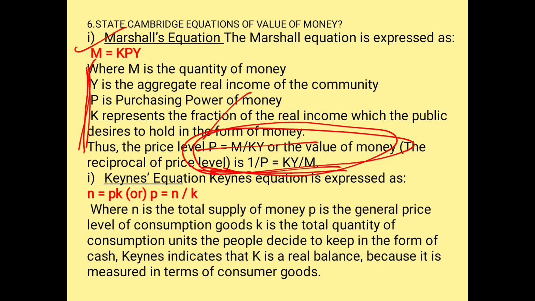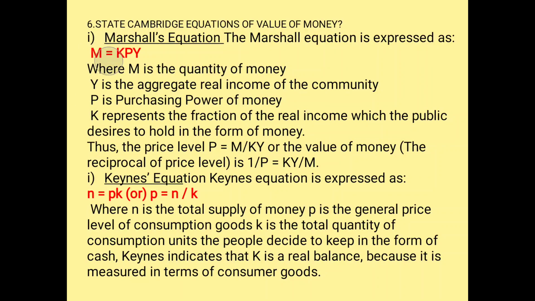Next is the Keynes equation. In the Keynes equation, again you can see an equation. That equation is being expanded over here. What is N representing? What is P representing? What is K representing is being given over here. So what does K represent? It's nothing but the real balance. K is equal to the total quantity of consumption units of people.